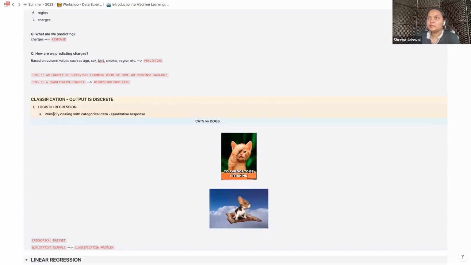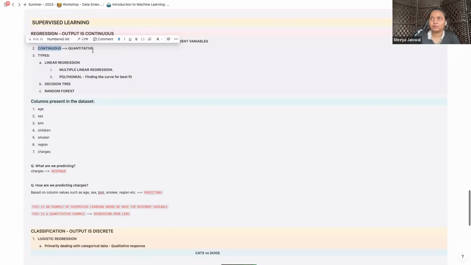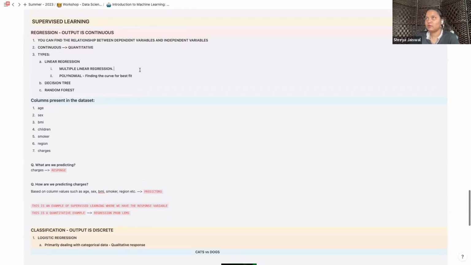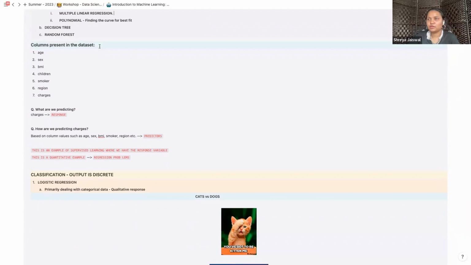Primarily, supervised learning is of two types. For classification, we use logistic regression. We won't be going too deep into the math or the concept of logistic regression. We'll be sticking to linear regression. But just so that you understand what supervised learning is and how quantitative is different from qualitative is why I had given this example. Is there any question related to what supervised learning is and the difference between classification and regression? Please feel free to ask.